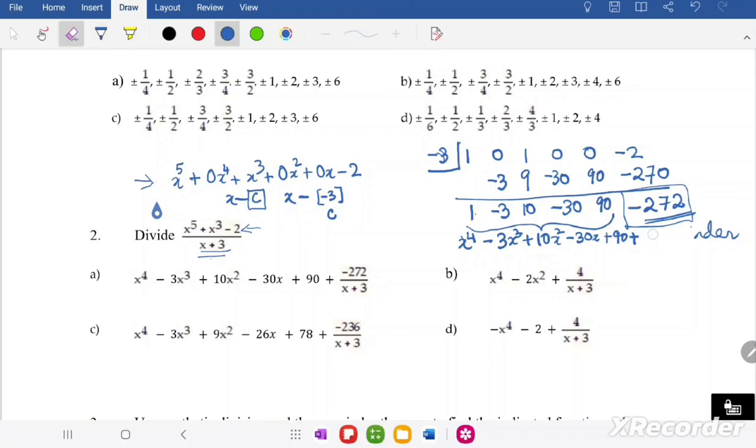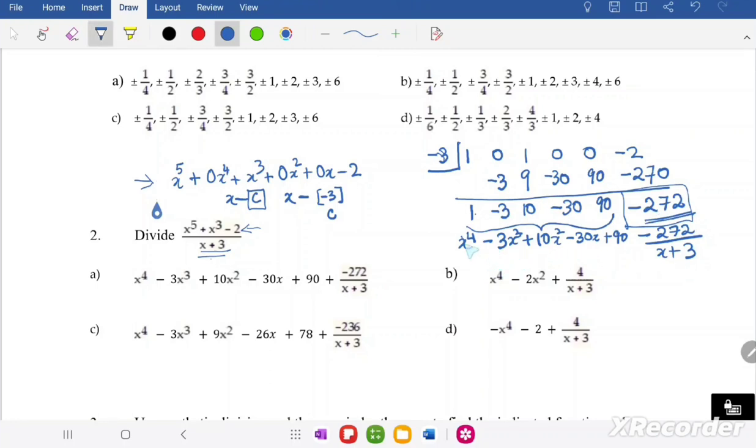So I'm going to remove that and write it as minus 272 over, what was the denominator, x plus 3. So let's see which of these choices agree with the answer we found here.